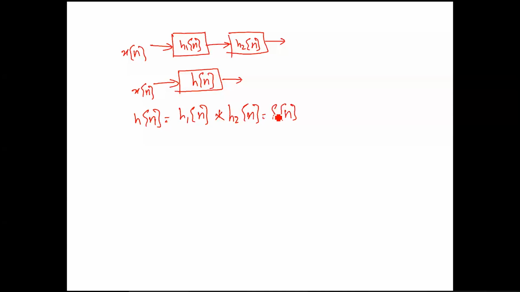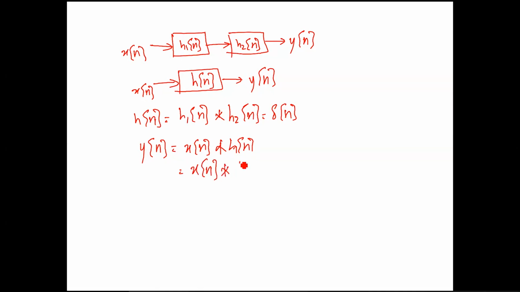And what does that mean? If this is delta n, then what should be the output y(n)? Let's just see what the output should be. So y(n) we know is basically the convolution of x(n) with h(n). And if h(n) is delta n, then it will end up becoming x(n) convolved with delta n. And if you do the convolution, we will see what we get.